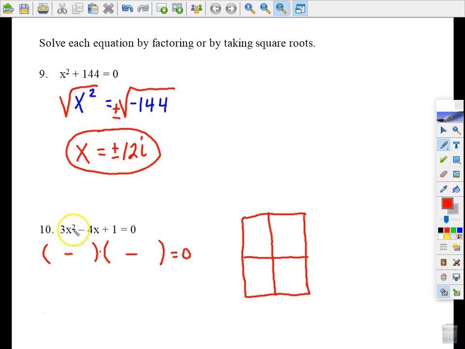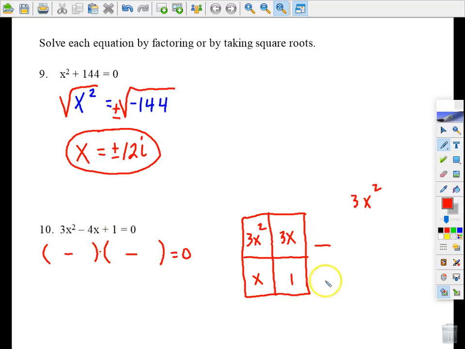So here's the way the box method works. I put the first term and the last term diagonally across from each other. I multiply those together, and now I'm looking for the factors of 3x squared that add up to 4x. I know it says negative 4x, but remember we've already taken care of the signs, so we're just going to use 3x and x. Multiplied together, they would equal 3x squared. Added together, they would equal 4x.